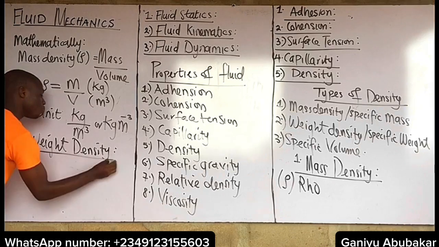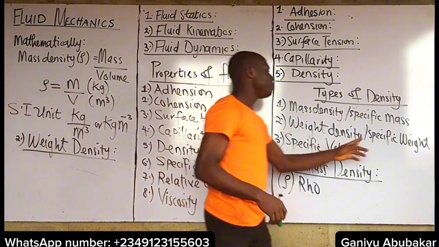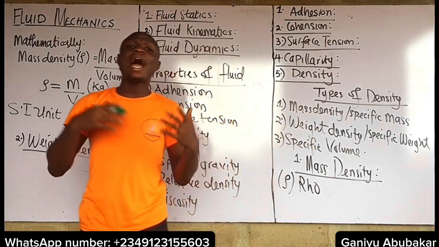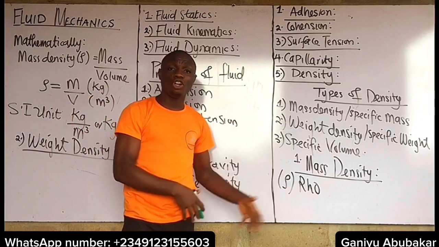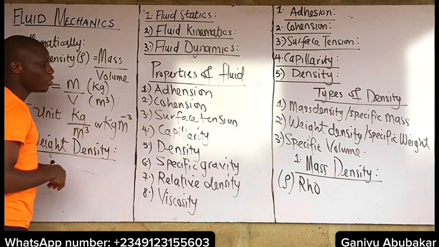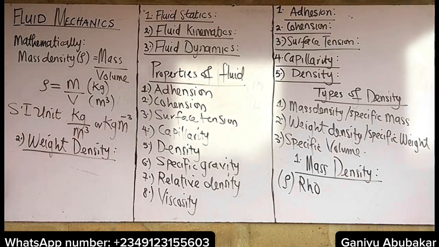Definition: Weight density, also called specific weight, is simply the weight acting per unit volume of a fluid. It's represented by small w.